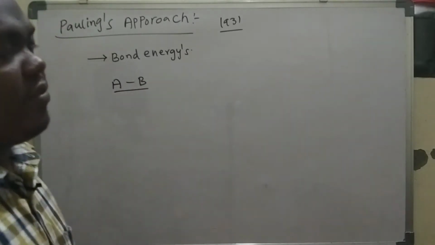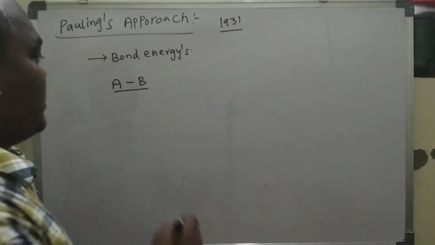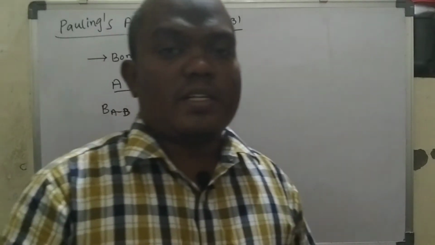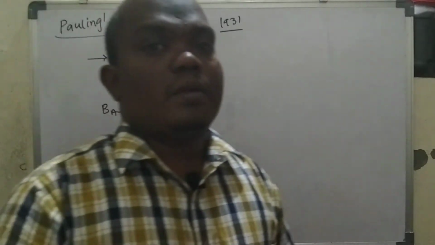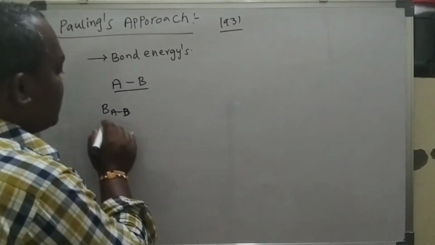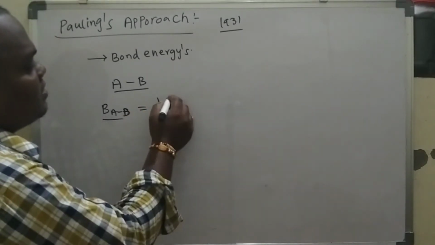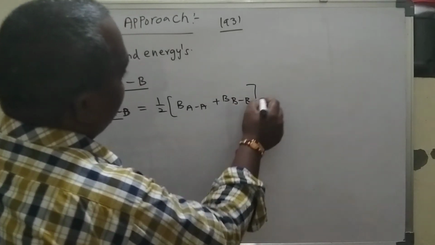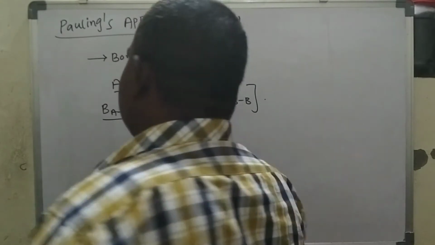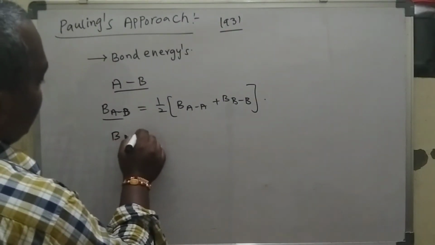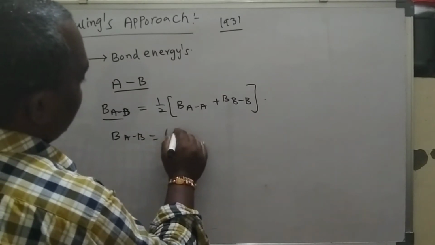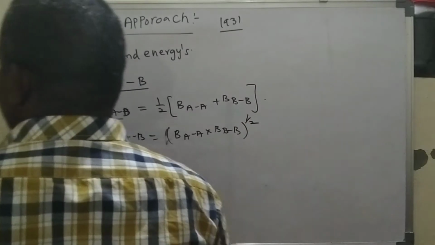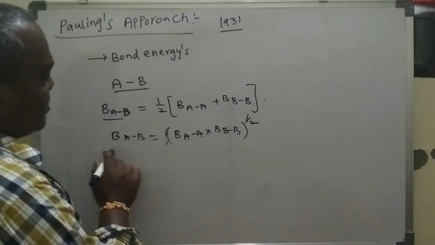Now the bond energy of A-B is taken to be the average of the bond energy of A-A and the bond energy of B-B. So the bond energy of A-B is taken as the average of the bond energy of A-A and the bond energy of B-B. This is taken by the Pauling scale. Written again, the bond energy of A-B equals the bond energy of A-A times the bond energy of B-B, whole to the power 1 by 2. Okay, so this is how it is calculated.